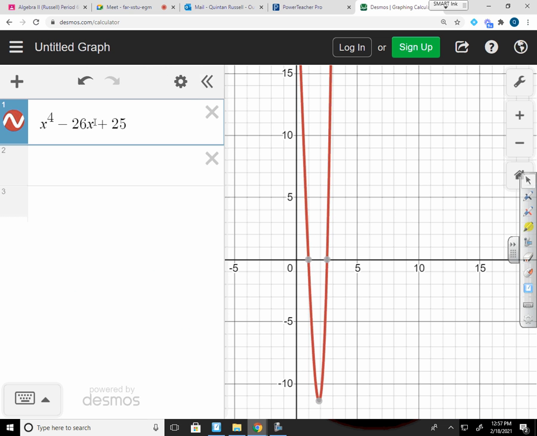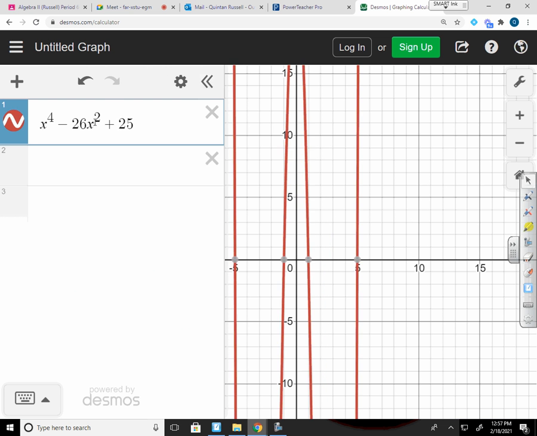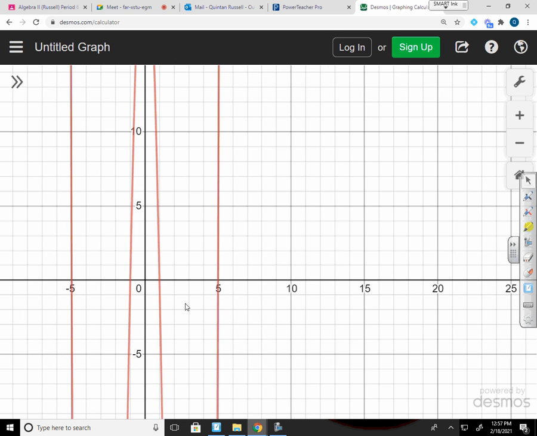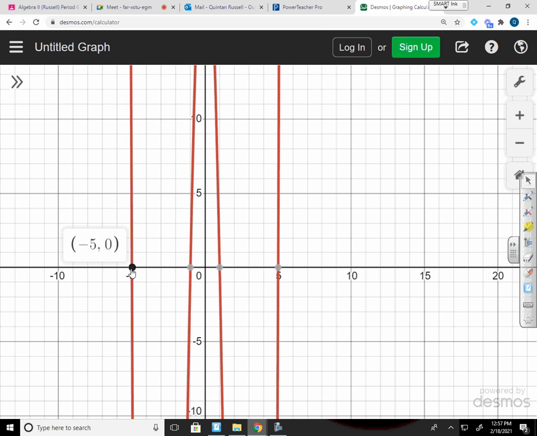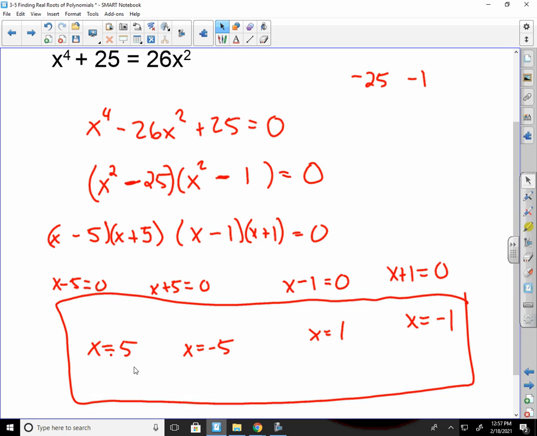I completely messed this up, or I forgot to put my exponent of 2 in there. All right, that's better. So now when I look at this, I'm going to have a 0 at negative 5, negative 1, 1, and 5, which is exactly what I found when I found my zeros: 5, negative 5, 1, and negative 1.